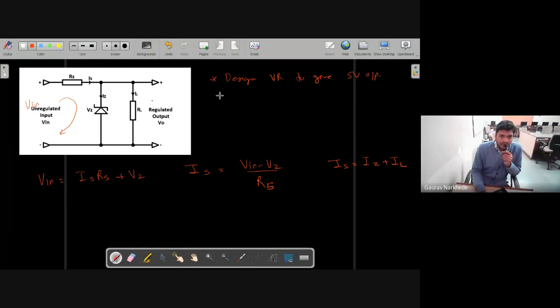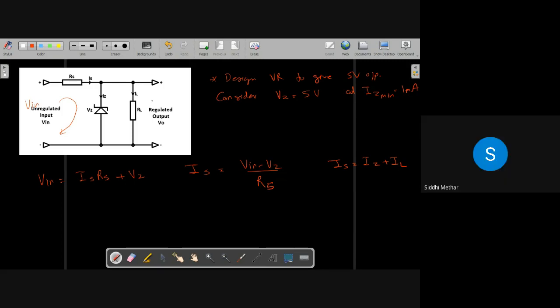Consider what is the given data. Select a Zener diode of 5 volts, let us keep it simple, because we can select the values. At IZ minimum is equal to 1 milliampere. This will be given, okay? This is given in the question. Any problem in this? No, sir.